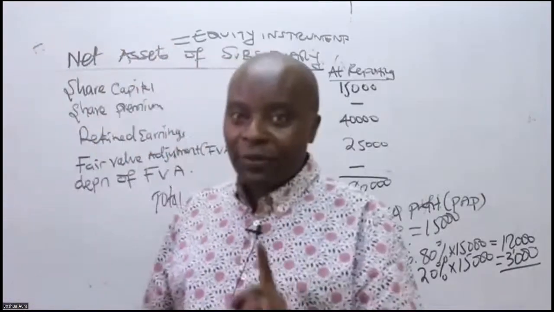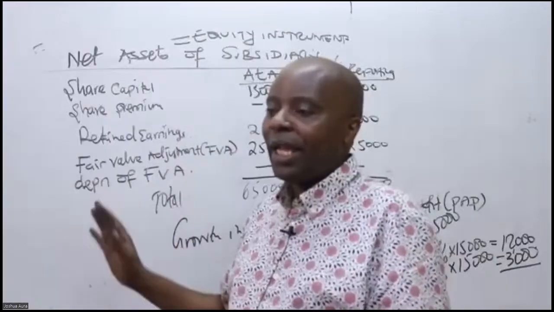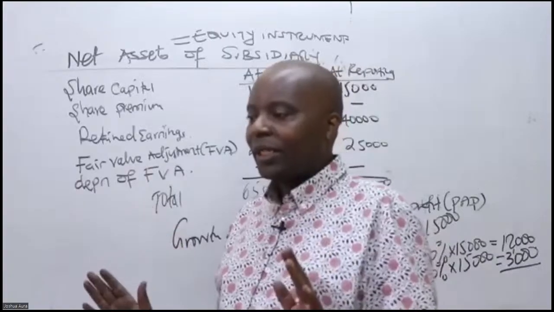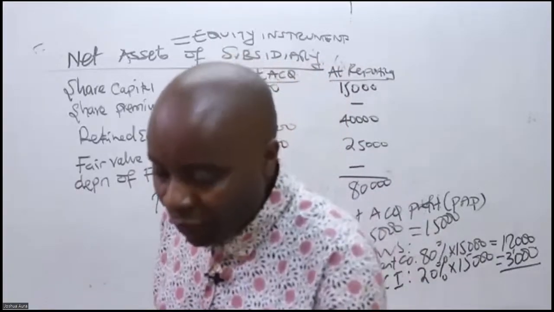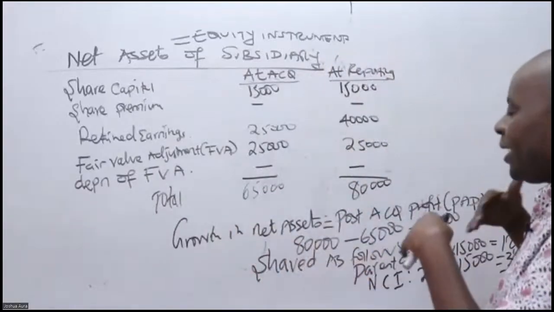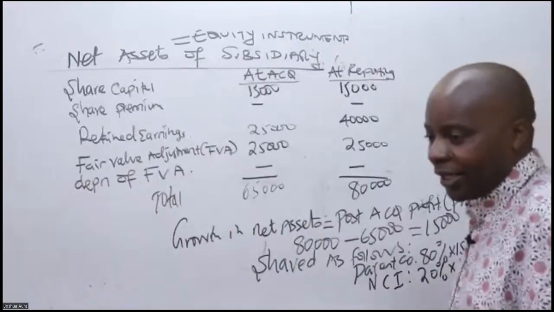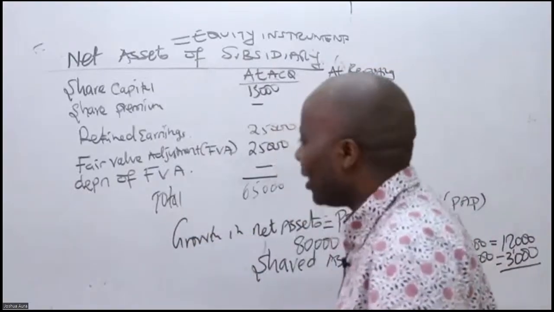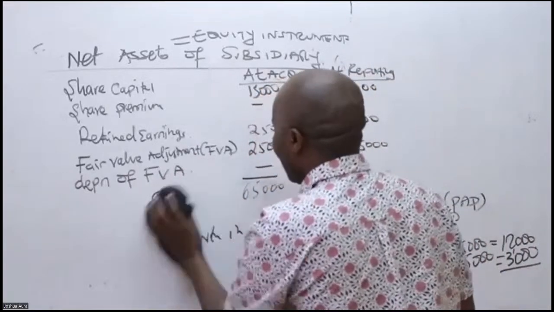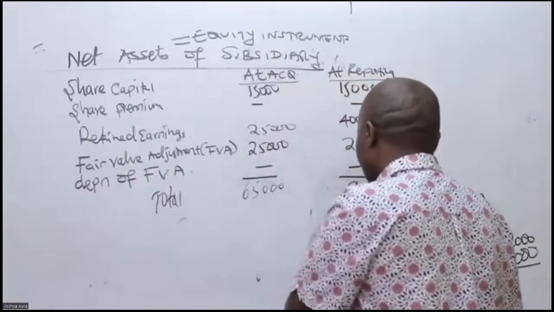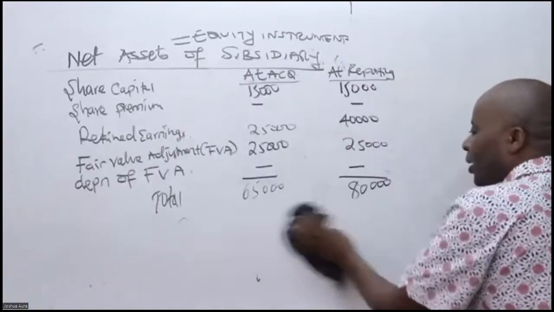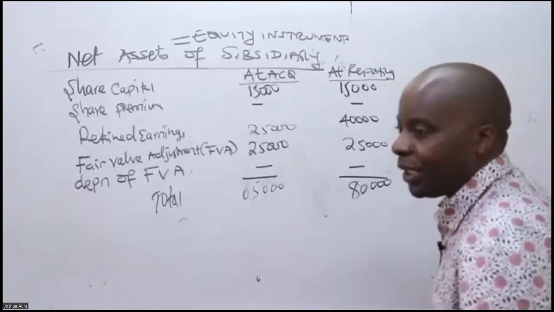Now, from now henceforth, everybody is writing in Excel whatever we write here. Thanks, Leah. Now, the next working that I will do after this is the NCI working. You skip like 2 lines there in Excel. You go to the NCI at reporting. You mention there NCI at reporting.